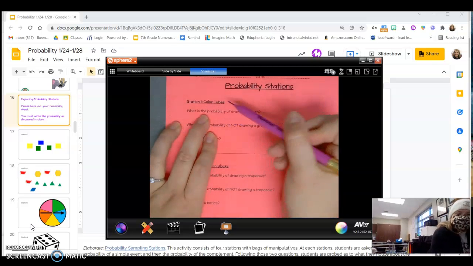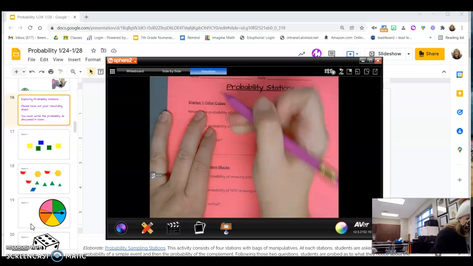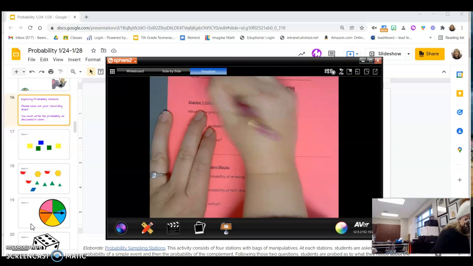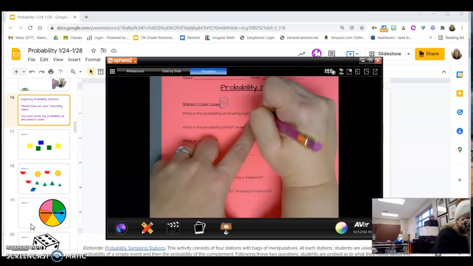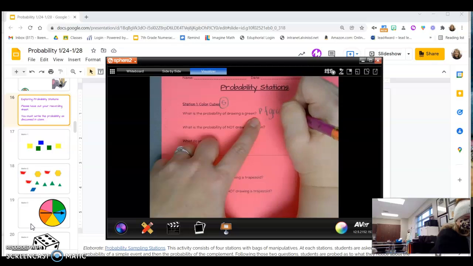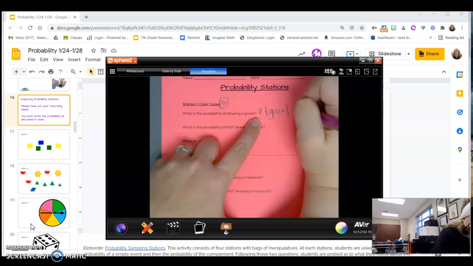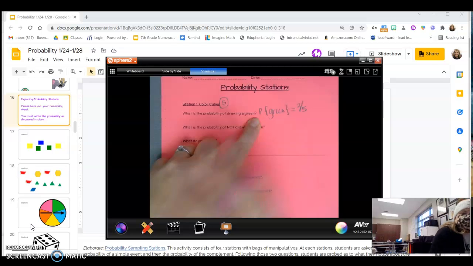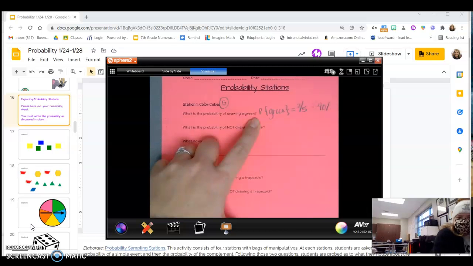All right, so for station 1, we have color cubes, okay, and there are 5 of them total. So I want you to write 5. What is the probability of drawing a green? So we're going to make a probability statement. You're going to write P, the probability of green, and that equals. Okay, so the probability of drawing a green, there are 2 greens out of 5. So 2/5. We can't simplify that. It would just be 2 out of 5. You could also say this as 40%.